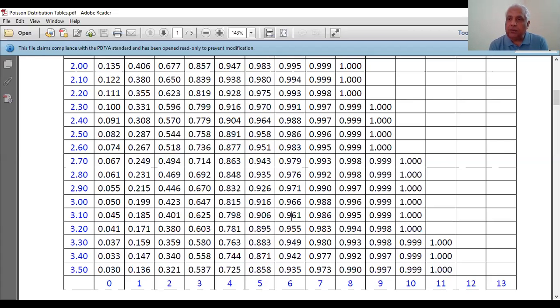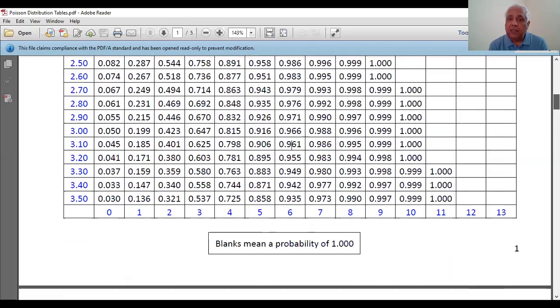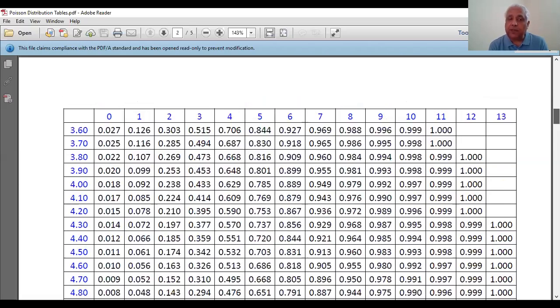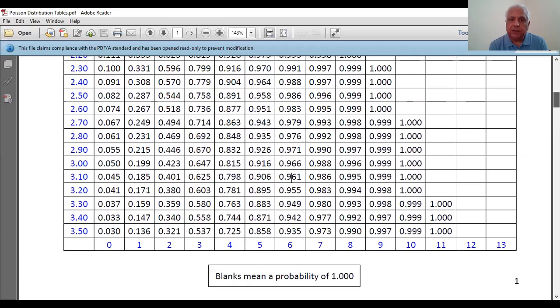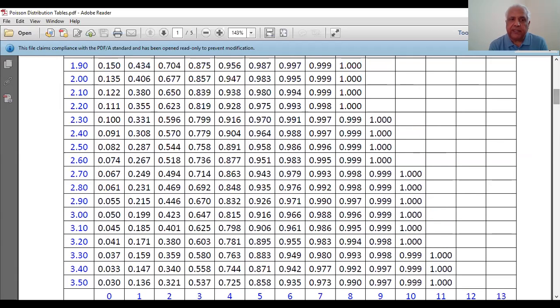Now we will go down in the same column, 6, and enter Poisson tables for LTPD, lambda for LTPD, which was 8. So let's go down to 8. This is 8. And we get a figure of 0.313. So 0.313, and what was the other, 0.966? So go back to the screen.